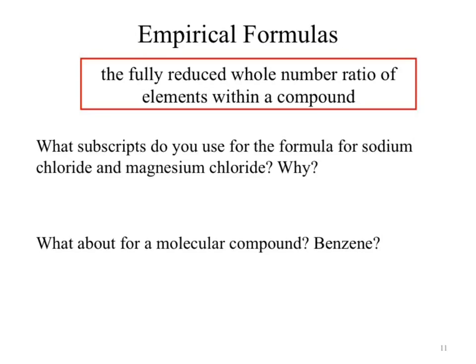Last part of chapter 8 talks about empirical formulas. It is the fully reduced whole number ratio of elements within a compound. Okay? So if we looked at our formula for sodium chloride, what is our formula for sodium chloride? Formula for magnesium chloride. MgCl2. Okay. How do we know our formula for sodium chloride doesn't have any subscript numbers?